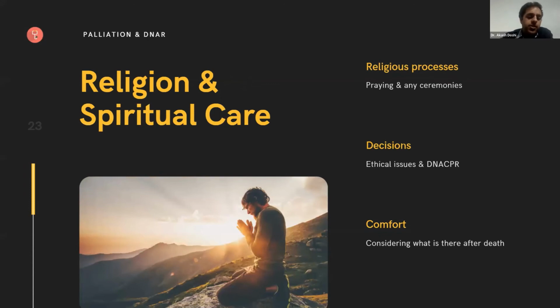And this often gets forgotten, and I can't stress how important it is, because ultimately, this can be one of the most comforting things for a patient. They may be religious and want specific religious processes, praying, ceremonies, and other things that will help them come to terms with what's happening. So this is really helpful in certain situations. It may help with decisions about ethical issues in DNACPR. It may also be a hindrance because often some people may feel that we're making decisions to let somebody die.